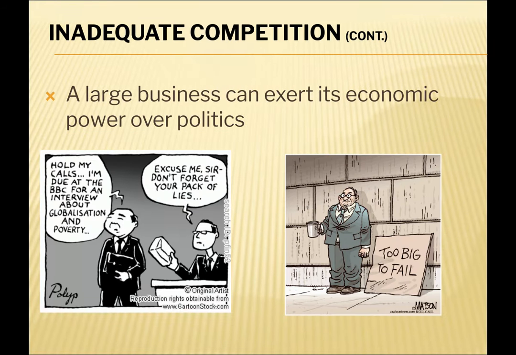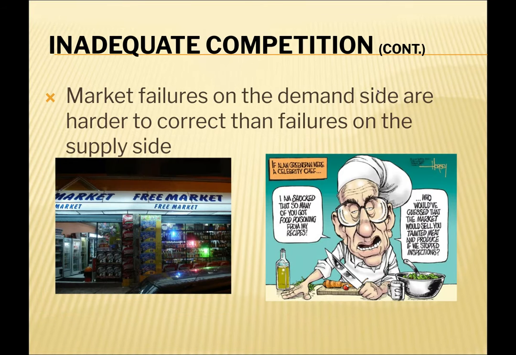Oh, this is another one. Large businesses can exert their economic power over politics. I'm sure you guys have heard of lobbyists before. These are the people who go in front of Congress and fight for their industry. If certain companies within an industry become so powerful, then they're able to kind of twist the arm of the politicians to get them to do what is best for their industry or their company. And that would be considered inadequate competition, and we don't want that.